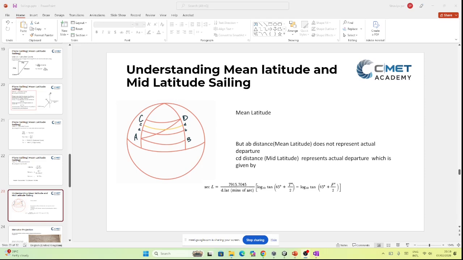There are different types of sailing, but we are going to talk about a couple of sailing types only: parallel sailing, plane sailing, and Mercator sailing. Great circle sailing is a different sailing type. We will talk about that one later.